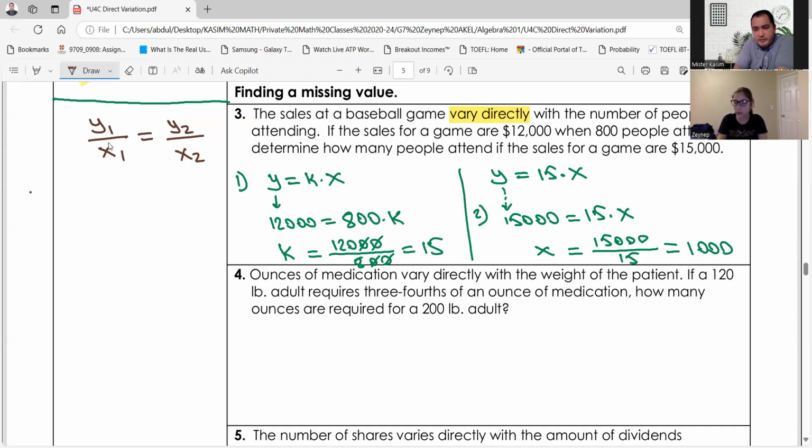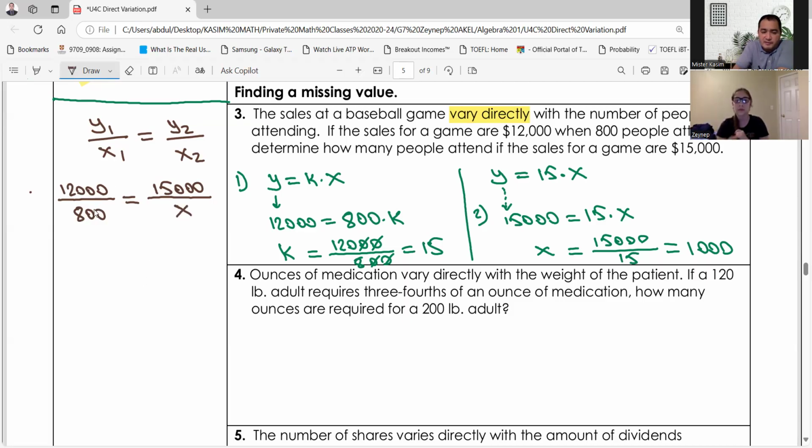What is y1 here in this equation? 12,000, divided by x1, which is 800. What is y2? 15,000. What is x2? We don't know, so we're going to find this x.